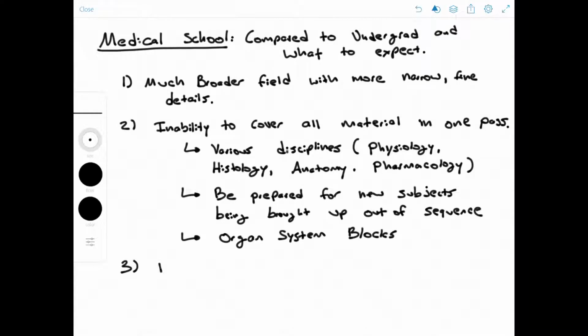Additionally, be prepared to have new subjects brought up even if you haven't seen them yet. So if you're in a lecture about how cellular functions work, like DNA replication, they're going to bring up DNA replication diseases even though you haven't learned them yet. And their point isn't for you to learn every detail about the disease, it's just to show why it's important that you're learning this.